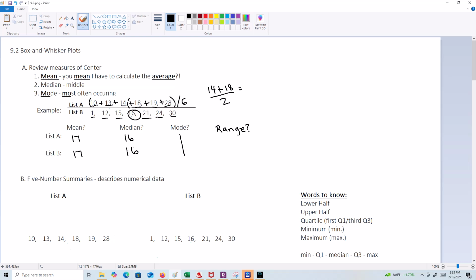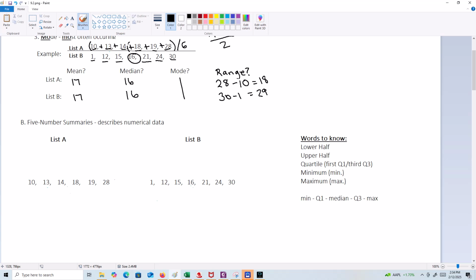Now if I look at these two lists and I'm only looking at the mean and the median, I think, oh my, these lists are very close. They're very much the same, until I look at the actual lists and realize, no, they're not. There's a wide variety. So the range would help me see that. I would take the greatest number in the list, which is 28 for list A, minus the minimum number, and that gets me 18. And then the range for list B would be 30 minus 1, that gets me 29. But even the ranges are somewhat similar, not a little bit.